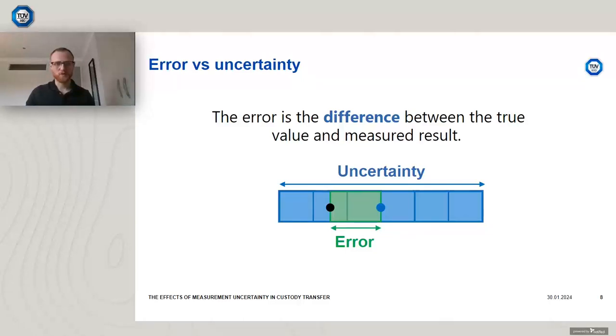Error is a term that's also used. So this is the difference between the true value and the measured result. Because the true value is unknown, in essence, the error term is unknown, but what you see commonly is that you will compare a very accurate reference with a really low uncertainty to a device under test, and you'll quote the error as the difference between the indicated value from the highly accurate reference and the device under test.